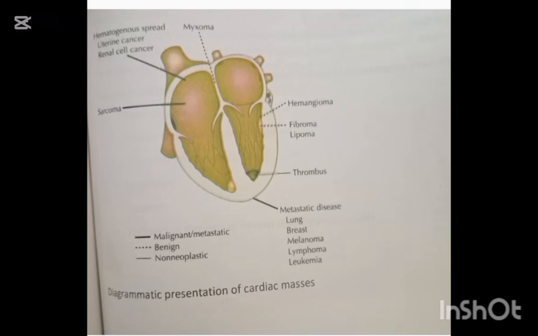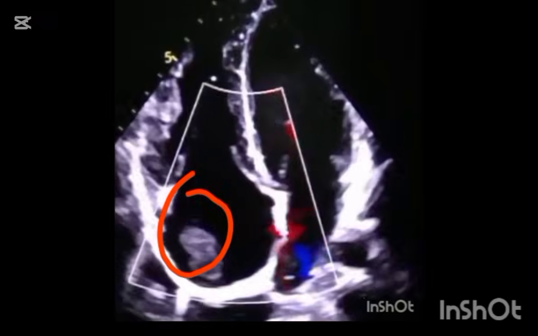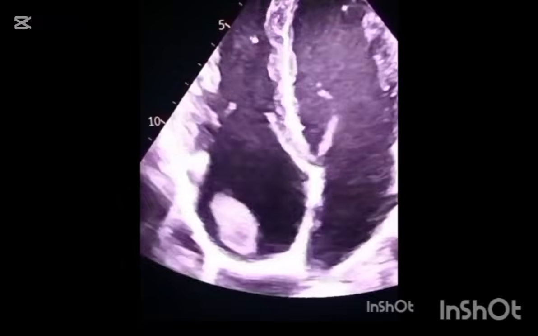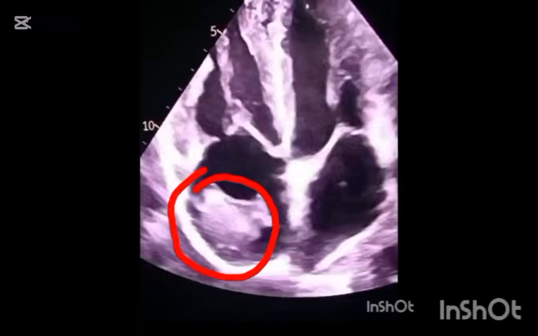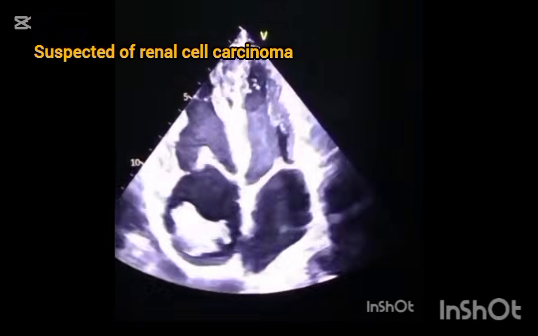To evaluate cardiac tumors, key assessment criteria include location, attachment, size, and shape. By these, you will identify the mass nature. Look at the right atrium, a huge mass seen, by the location of attachment. This is suspected to be renal cell carcinoma.